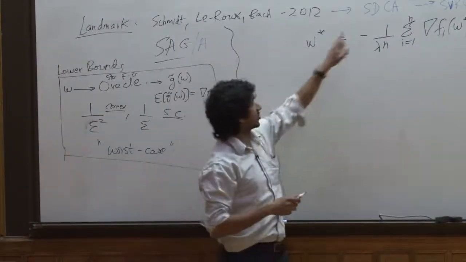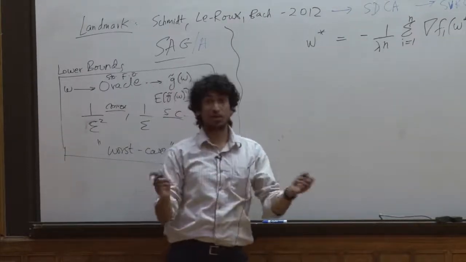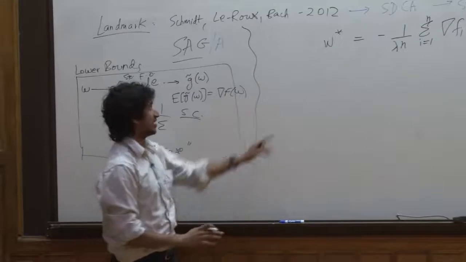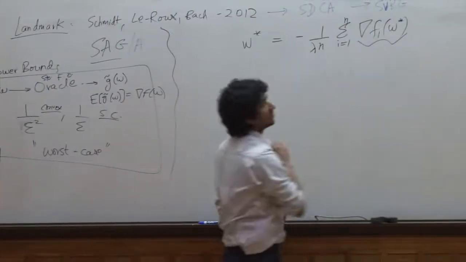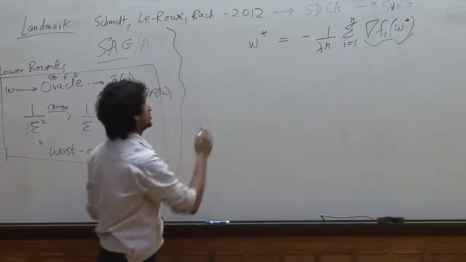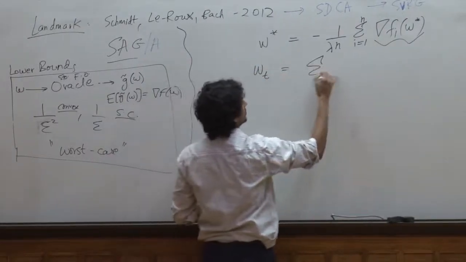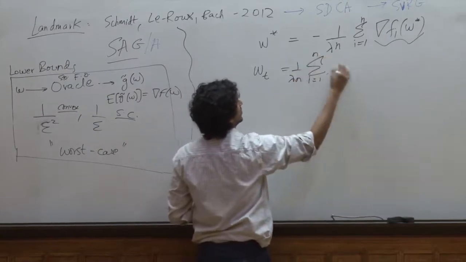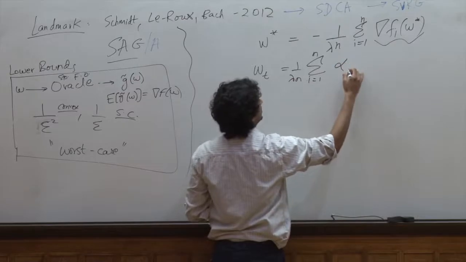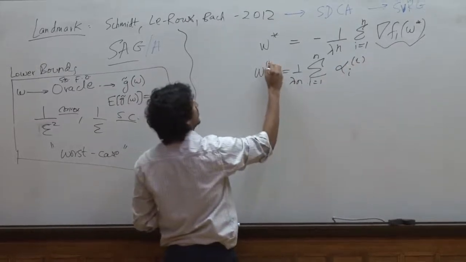So what stochastic dual coordinate ascent does, at a very high level, and this is again not the way it's introduced in the papers, is maintain one variable for each of those. Okay, so it's going to maintain the following equation: the sum of 1 by lambda n, i equal to 1 to n, alpha i at time step t. Maybe I should write it that way.